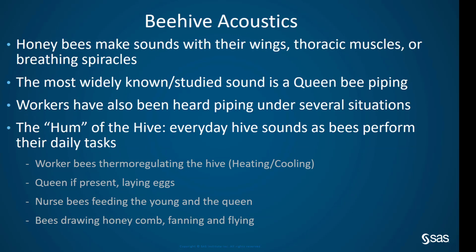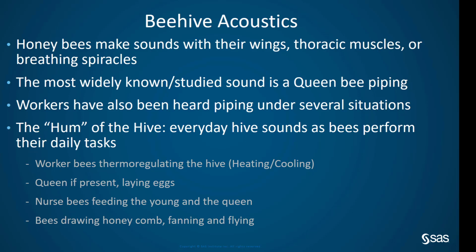So what types of sounds in the beehives are we interested in? Honeybees make sounds with their wings, thoracic muscles, or breathing spiracles. The most widely known and studied sound is the queen bee piping sound, which is the sound queen bees make during the battle for the throne. Workers can also make piping sounds, but much weaker, under several situations. For example, when a hive is queenless, or the hive is being invaded by an enemy pest, or when a swarm is about to leave the hive.